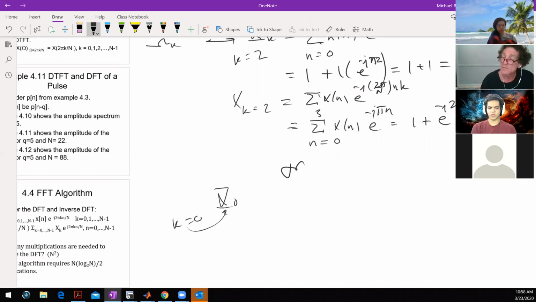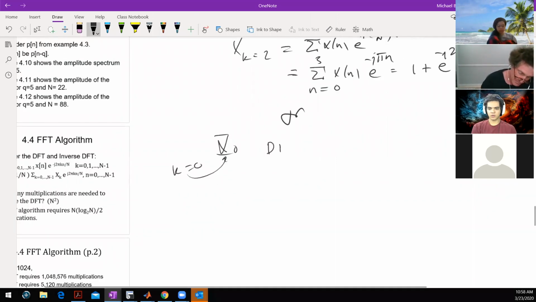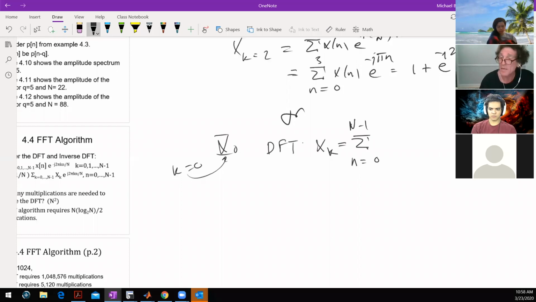Okay. So K goes from 0 to 3. No, N goes. The DFT definition is this: X of K is equal to the summation of N equals from 0 to N minus 1. N, capital N, is the number of points. So if you go from 0 to N minus 1, you've covered every point of X of N. That's going to be the data value at N times e to the minus j.